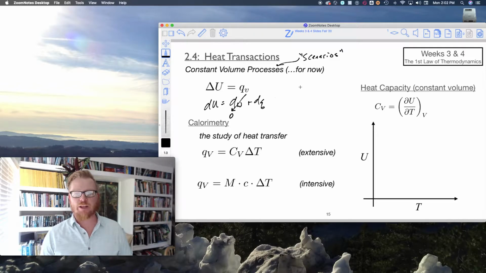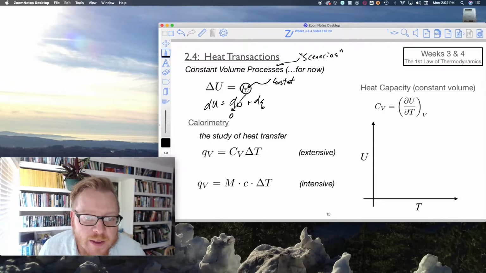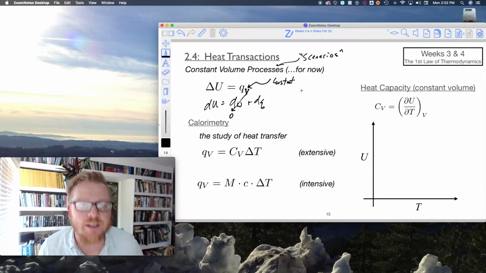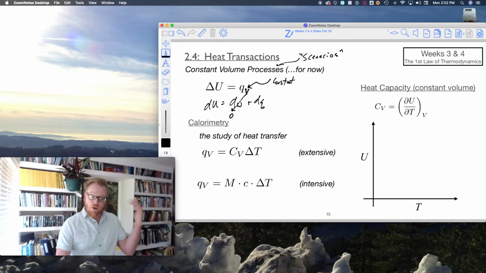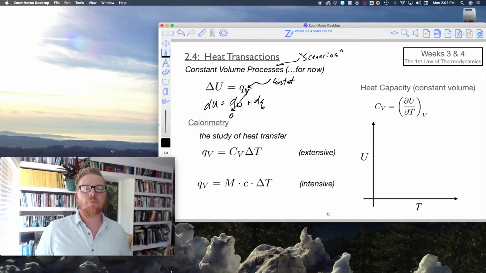Something I want you to get used to in this class: the subscript we put down there denotes that something is being held constant. When I put a capital V, as volume is a state function, that denotes that volume is constant. So again, when I write Q_V, that's heat at constant volume. The V indicates volume is constant.